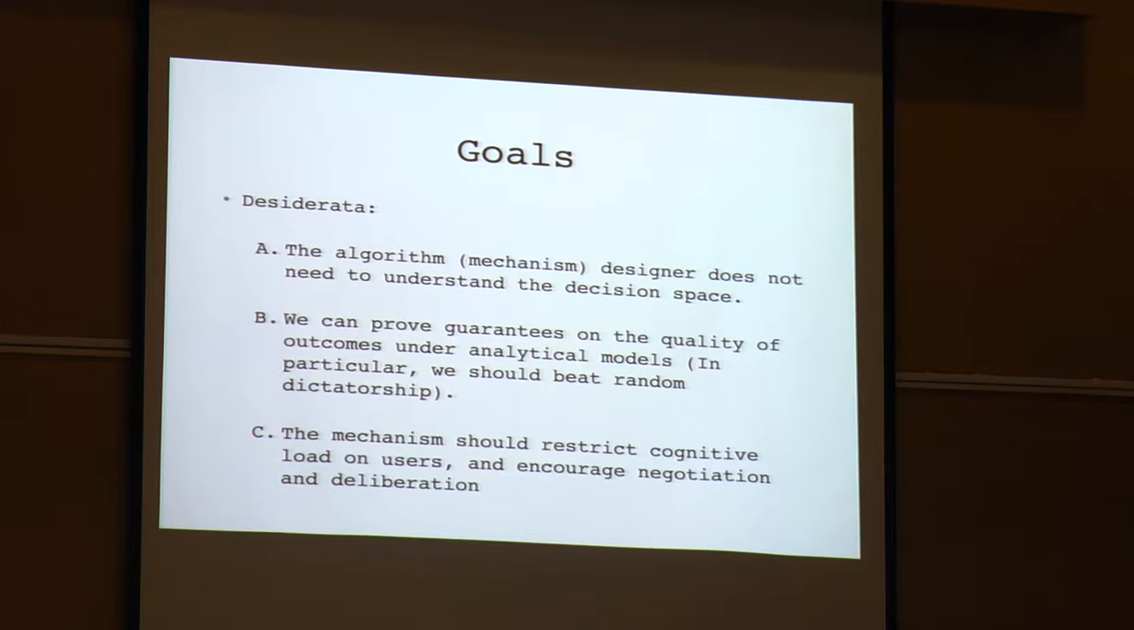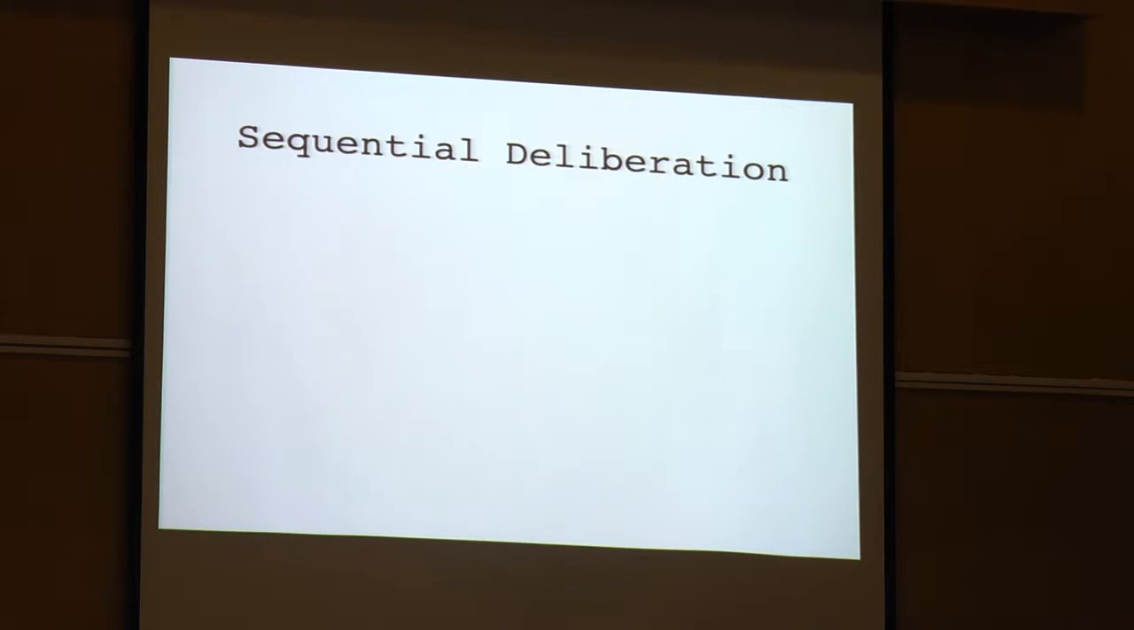And so somehow you also want the mechanism to have low cognitive load on users. You should encourage some kind of negotiation and deliberation. Okay? And so what we propose is this thing called sequential deliberation.